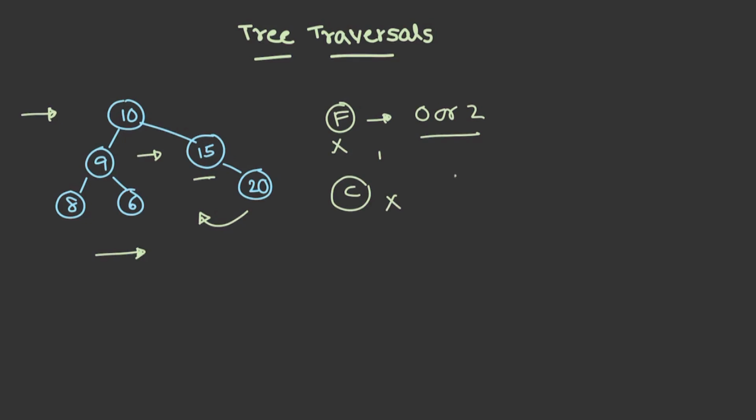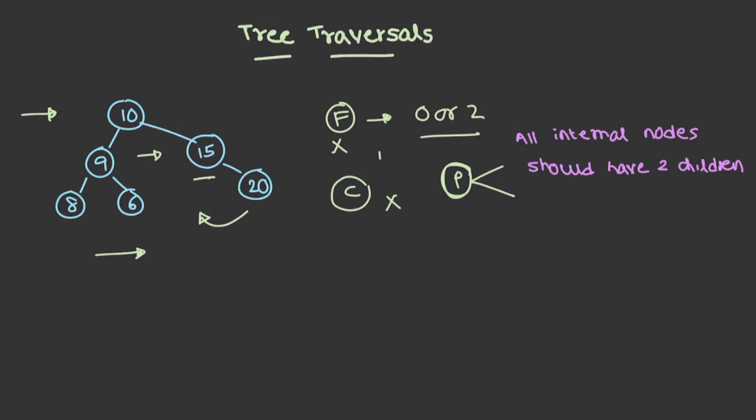Is this a perfect binary tree? In a perfect binary tree, we have 2 conditions. First, all internal nodes should have 2 children. Second, all leaves should be at the same level. Here, all these leaves are at the same level, but not every internal node has 2 children. So, it is not even a perfect binary tree. In this way, you can identify whether a tree is full, complete or perfect.